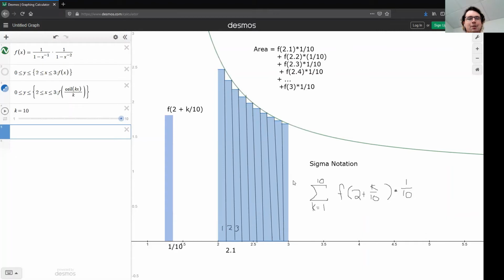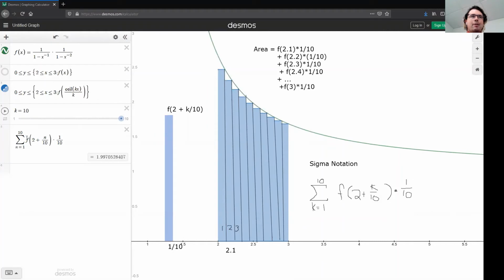Now in Desmos, I'll write the word sum, S-U-M, and Desmos gives me a capital sigma. I need to tell it where to start, and it's using the letter N instead of the letter K. That's okay. So I'm going to copy in my formula here. So I've put in my formula.